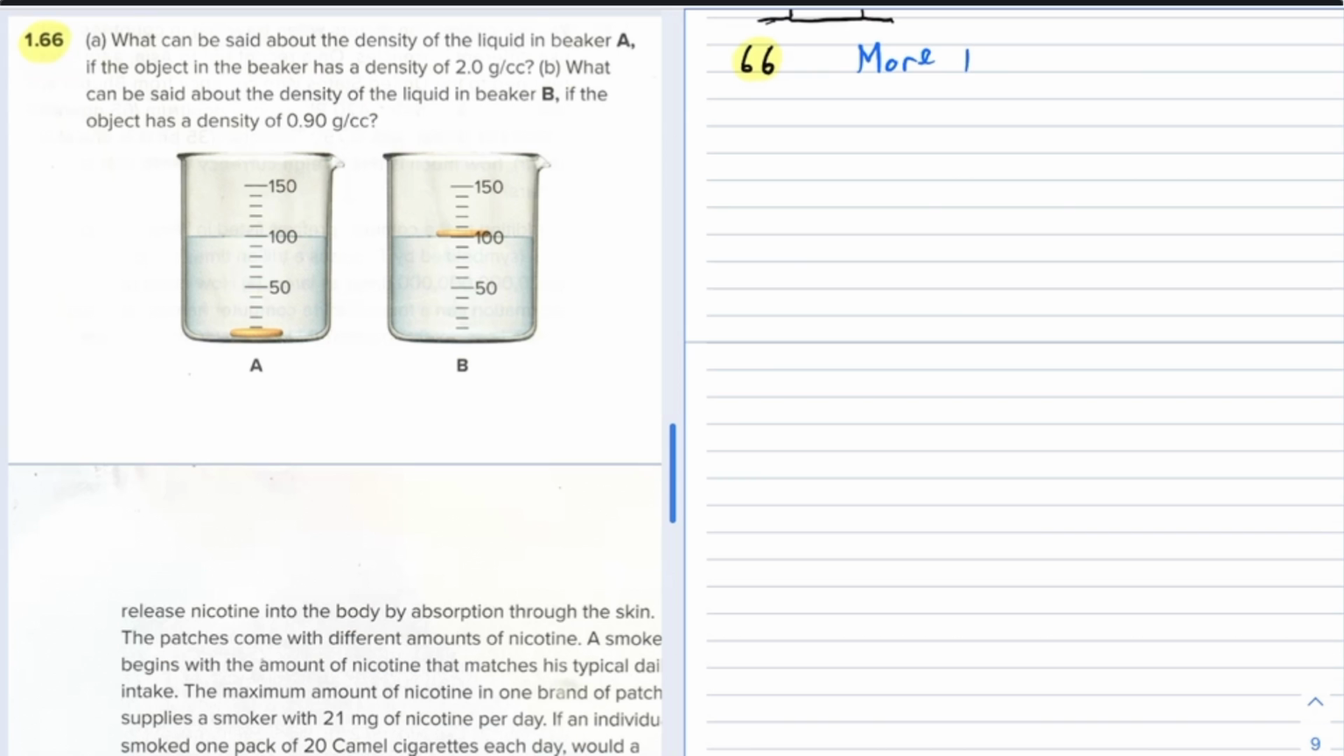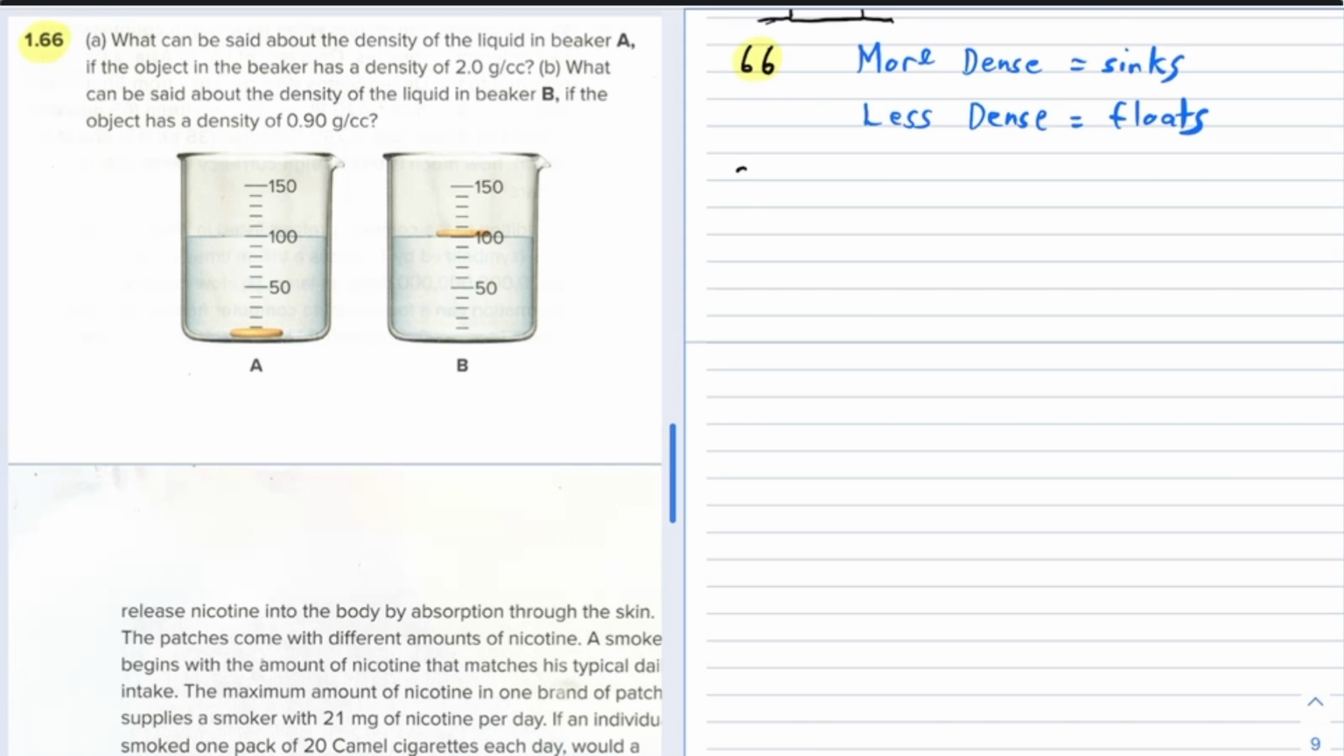More dense equals sinks, and less dense means it floats. So if the object is sinking, then that means it is more dense than the liquid, and the liquid is less dense than the object.